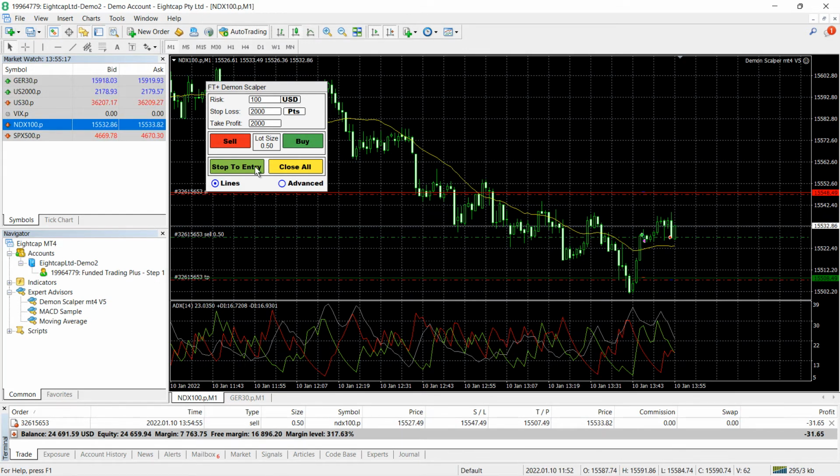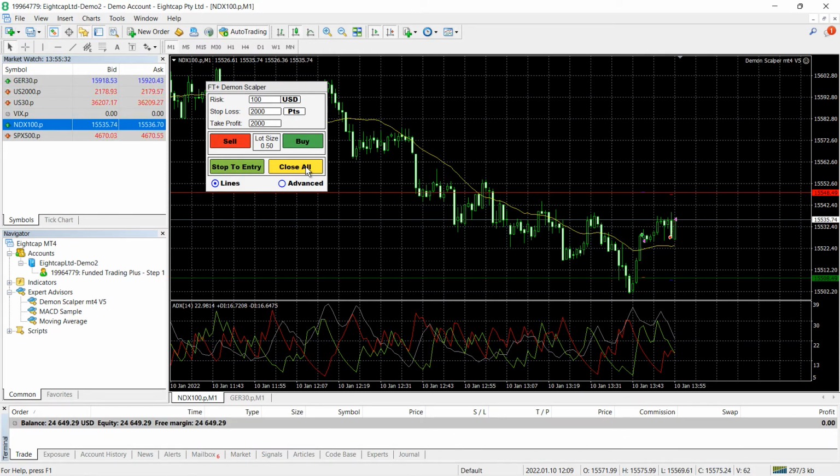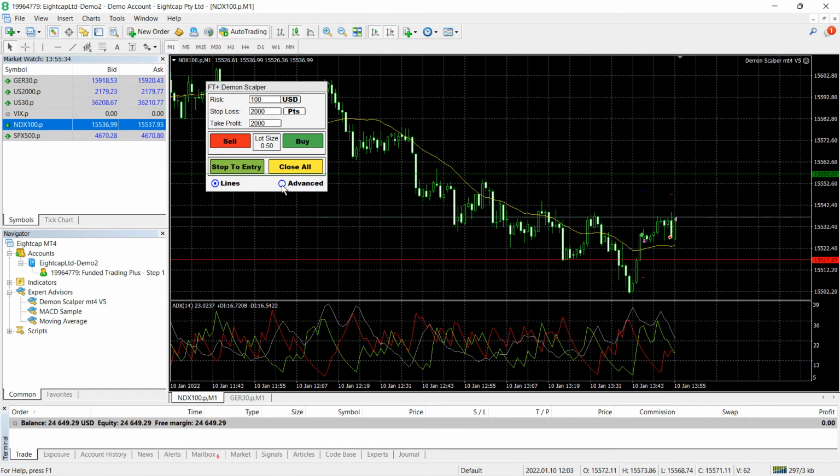I can put the stop to entry, or I can close it through the trade panel. Can't put the stop to entry while it's in negative. That will just close the trade. I'm going to come out of this trade at a loss, and then show you the advanced panel.